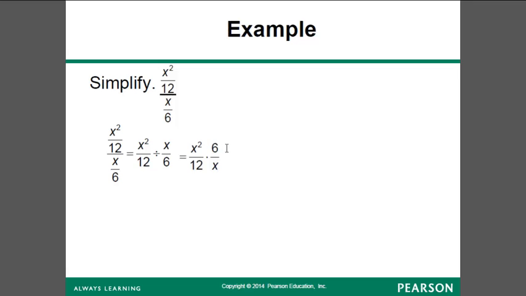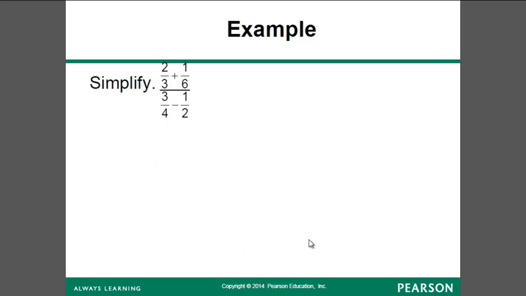I multiply numerator times numerator, denominator times denominator, and I'm going to go ahead and simplify my 12 as 2 times 6. This shows me that the 6's will cancel out. And I'm also going to think of x squared as x times x. This lets me see that I've got an x that I can cancel out. This allows me to see that my final answer will be x over 2. Let's look at another example.